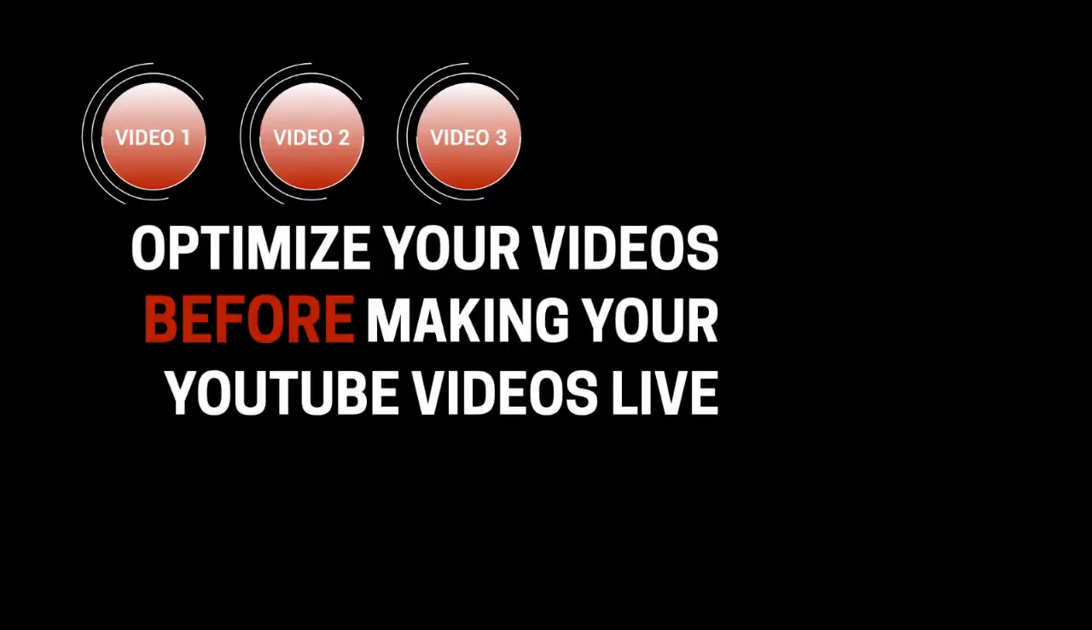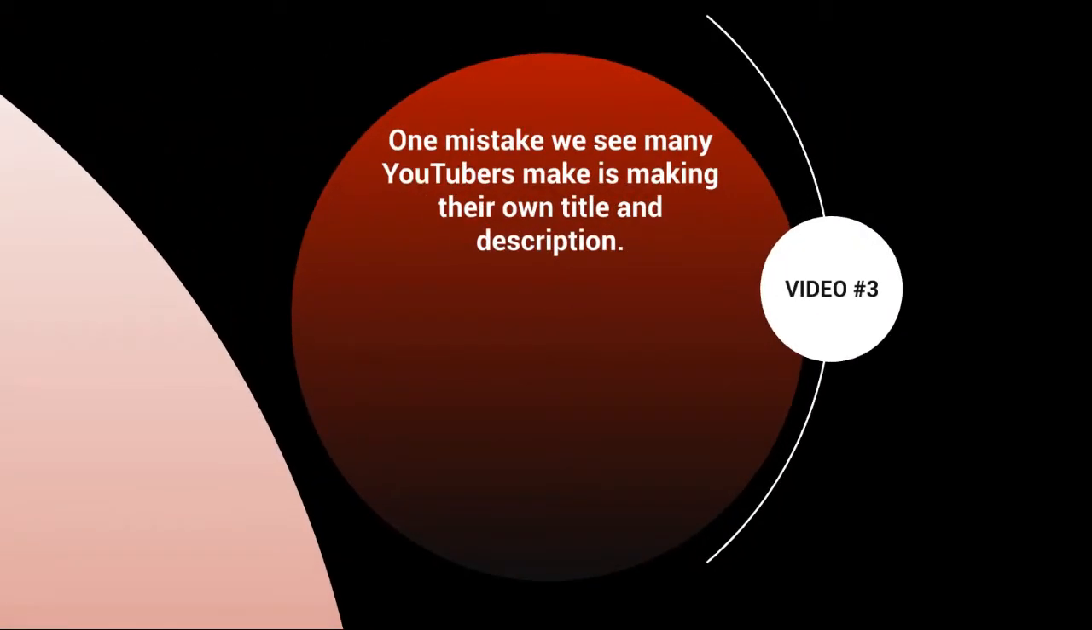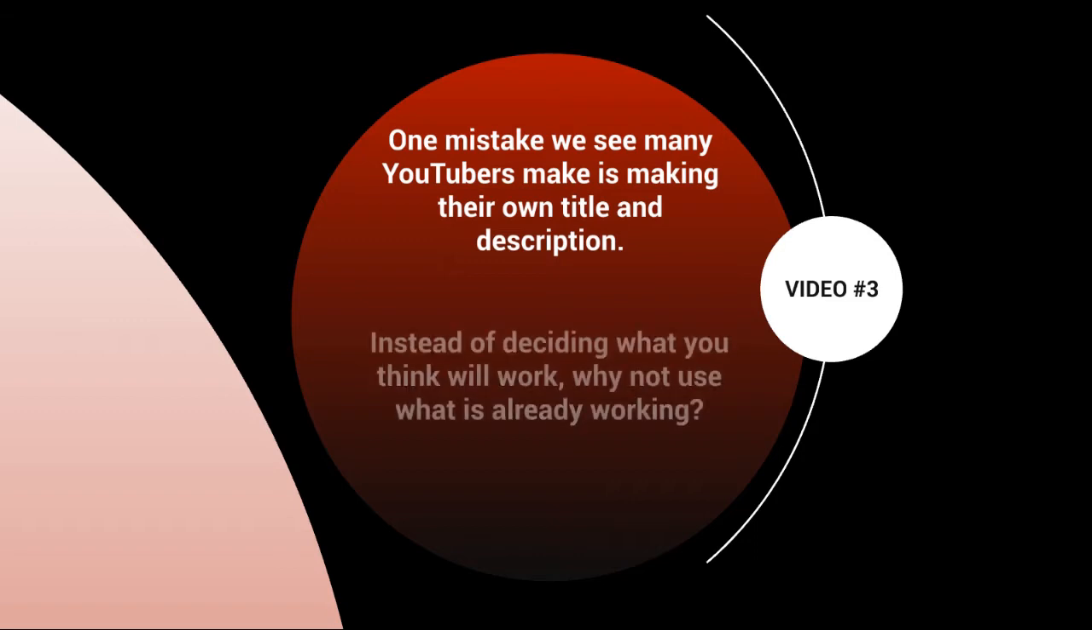Hello and welcome to video number 3. Let's talk about highly searched keyword terms and how you can figure out what your main keyword is going to be, what your sub keywords are going to be. So one mistake that we see many YouTubers make is simply making their own title and description. I mean, it's natural, right?